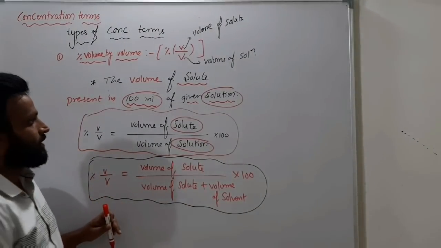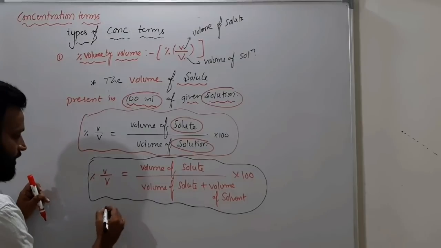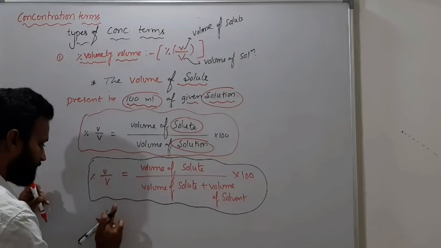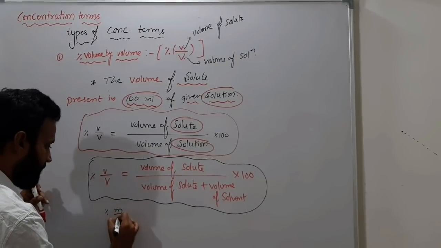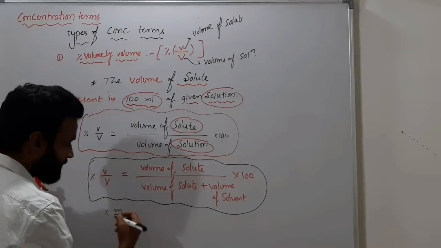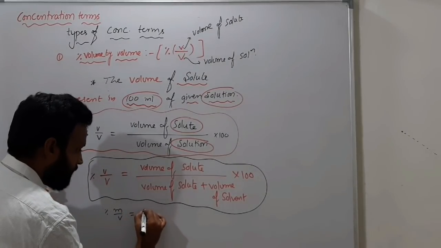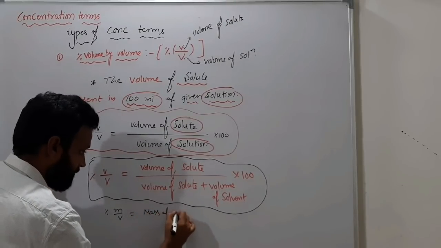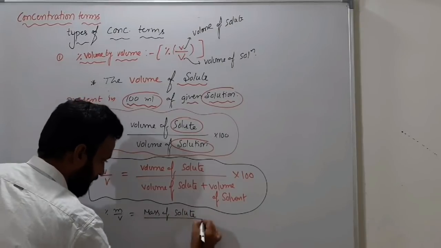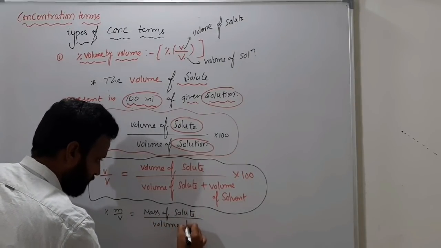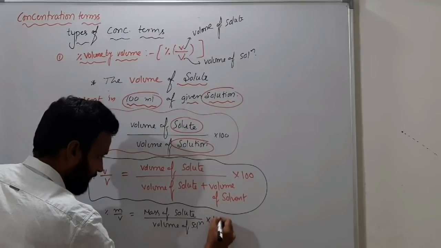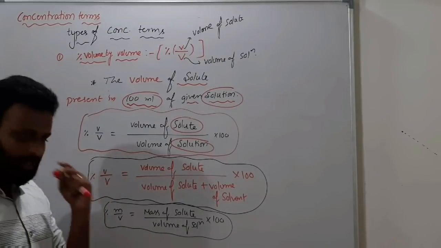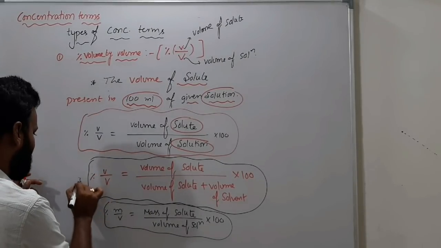So this is one formula I was given, and previously percentage M by V. What is percentage mass by volume? Mass of solute by volume of solution into 100. This is percentage M by V. All formulas are better to have in one place. This is actually number 3 and this is number 2, percentage M by V.